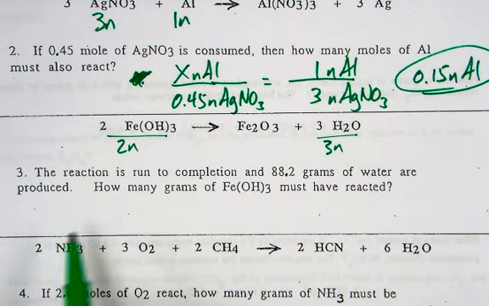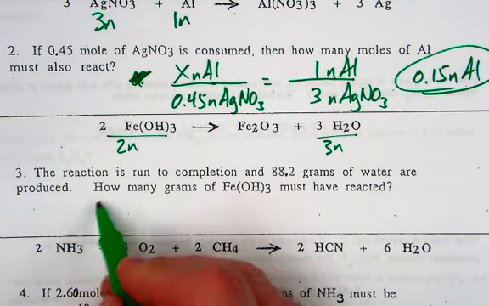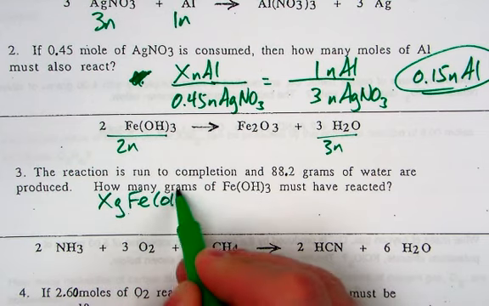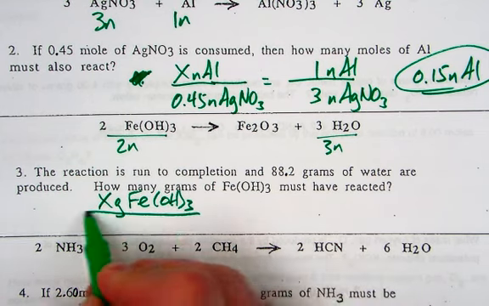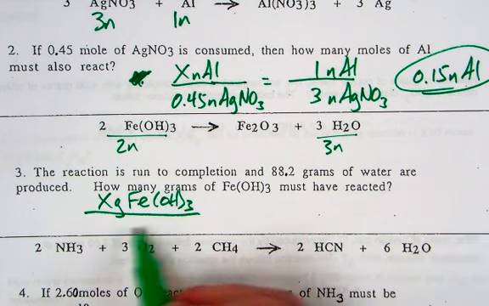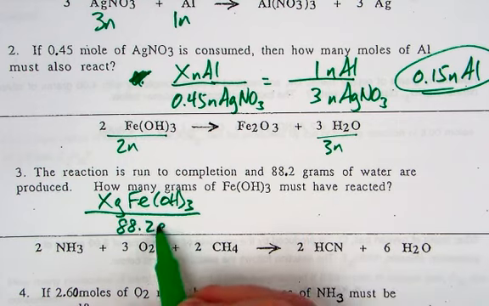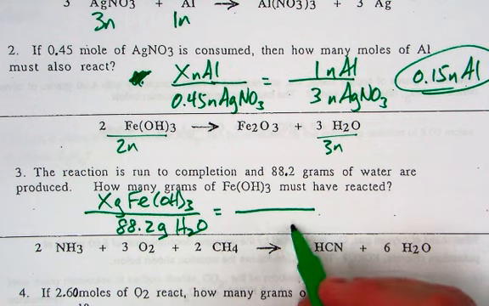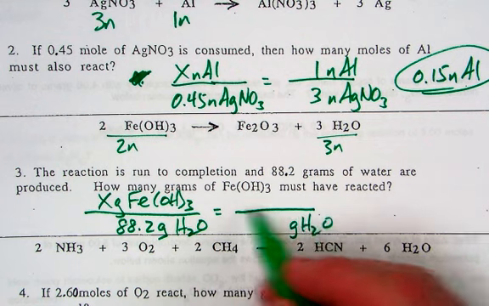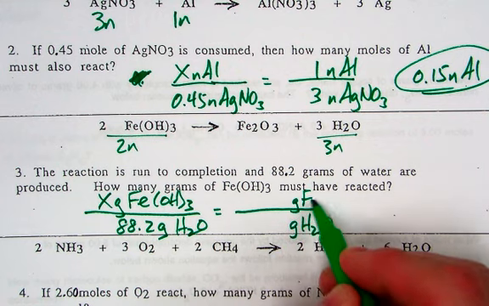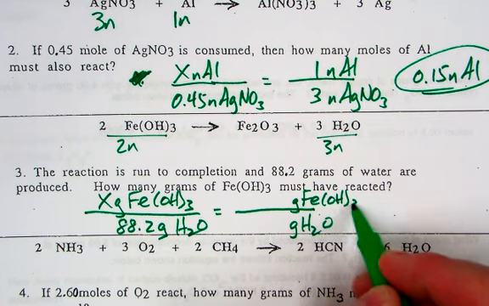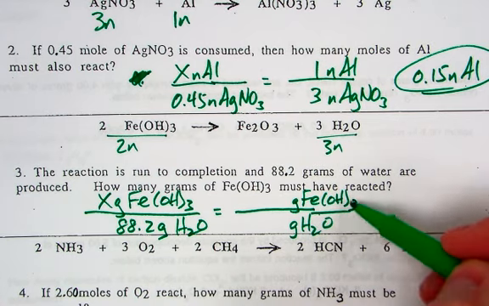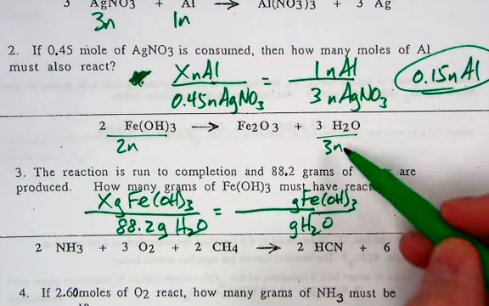So let's set up our given and our wants. We want to know how many grams of FeOH3, and we have 88.2 grams of water. So I'm going to put grams H2O on the bottom and grams FeOH3 on top. And we have a little bit of work to do because the units in our equation, where these two chemicals are being compared, are in moles.